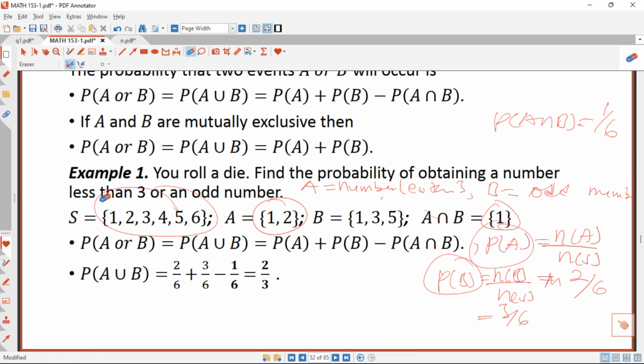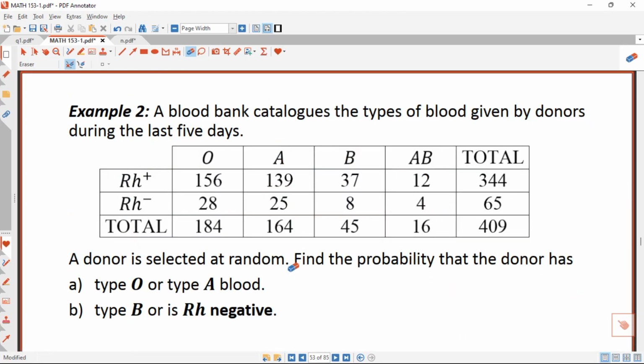So right now we have been able to calculate the probabilities, and we know that the probability of obtaining a number less than 3 or an odd number can be expressed as probability of A or B, which is probability of A plus probability of B minus probability of A intersect B. Once we apply this expression, this will be our final answer, 2 divided by 3. Let's go to our next question.